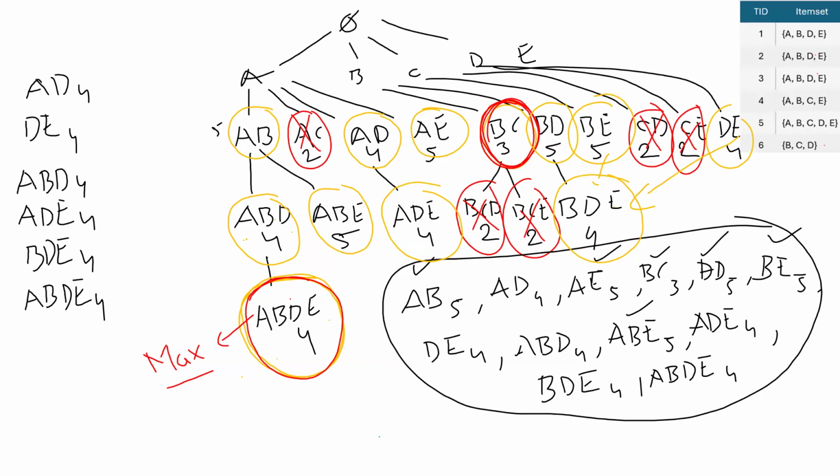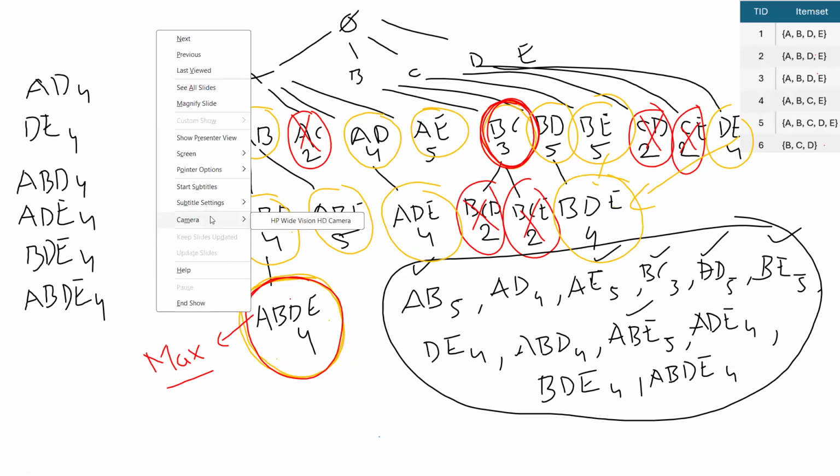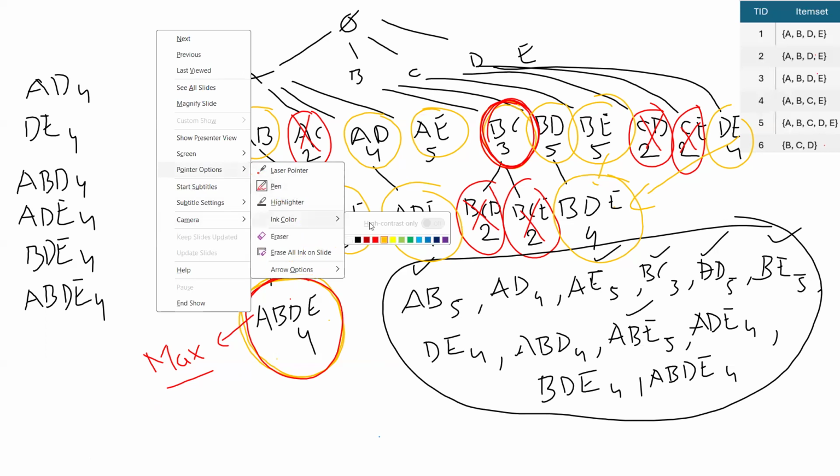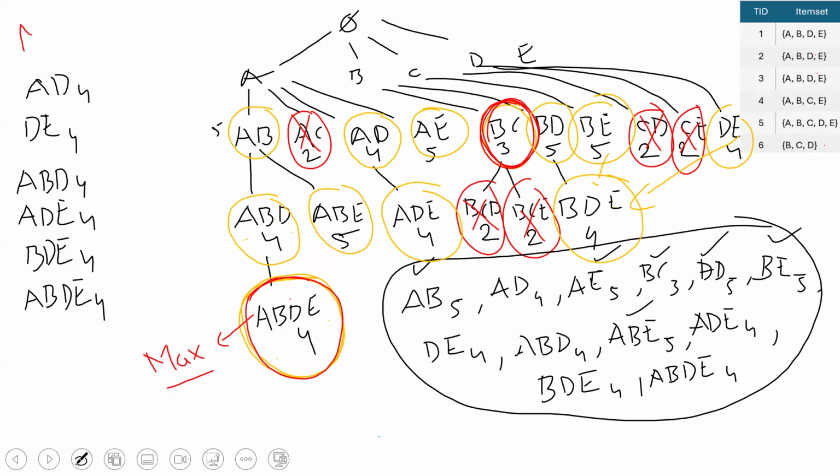Now what we have got? We have got ABDE and BC as the maximal item sets, represented by the capital M. So the maximal item sets are ABDE with support 4, and BC with support 3. These are the maximal item sets.